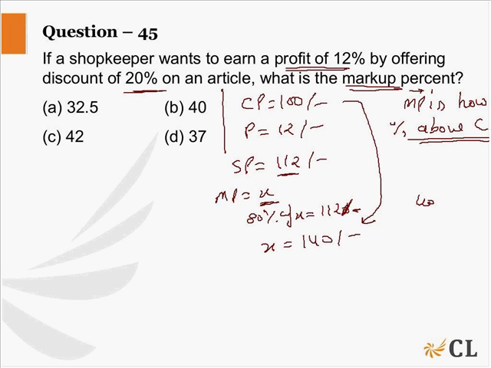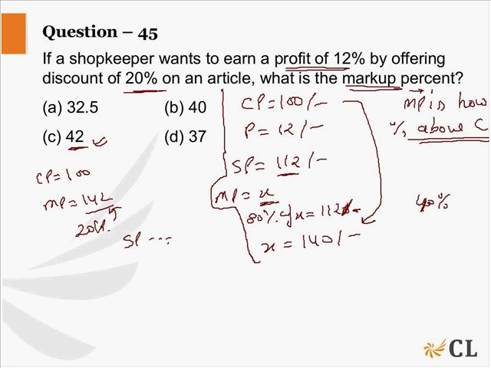Shortcut. Check the options. If I take 42 for example, if I assume the cost price is 100, 42% increase means mark price is 142. Now 20% of this number will come in points or not? When you find 20% of 142, you will get something point something. If you get selling price as something point something, your profit has to be in the decimal part only. But here the profit is exactly 12%.